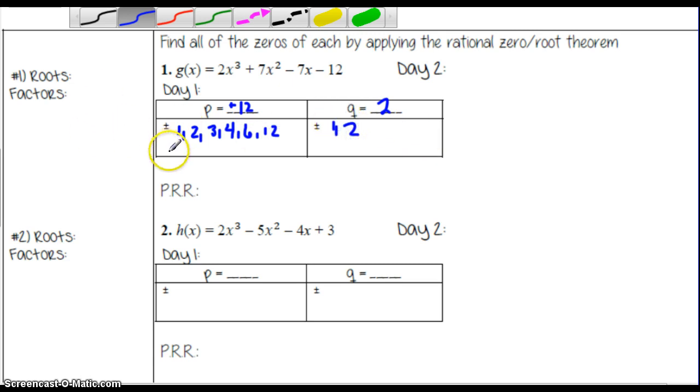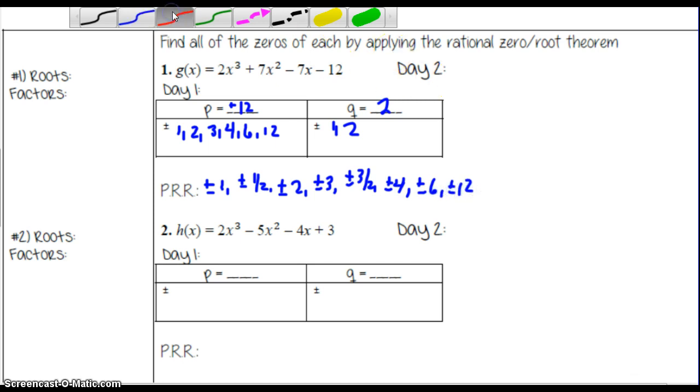So for all of our possible rational roots, we're going to put our P's over our Q's. All these numbers over 1, and then all these numbers over 2, and make sure we don't repeat any. So we've got 1, 1/2, 2, 3, 3/2, 4, 6, and 12. And all the rest end up repeating.